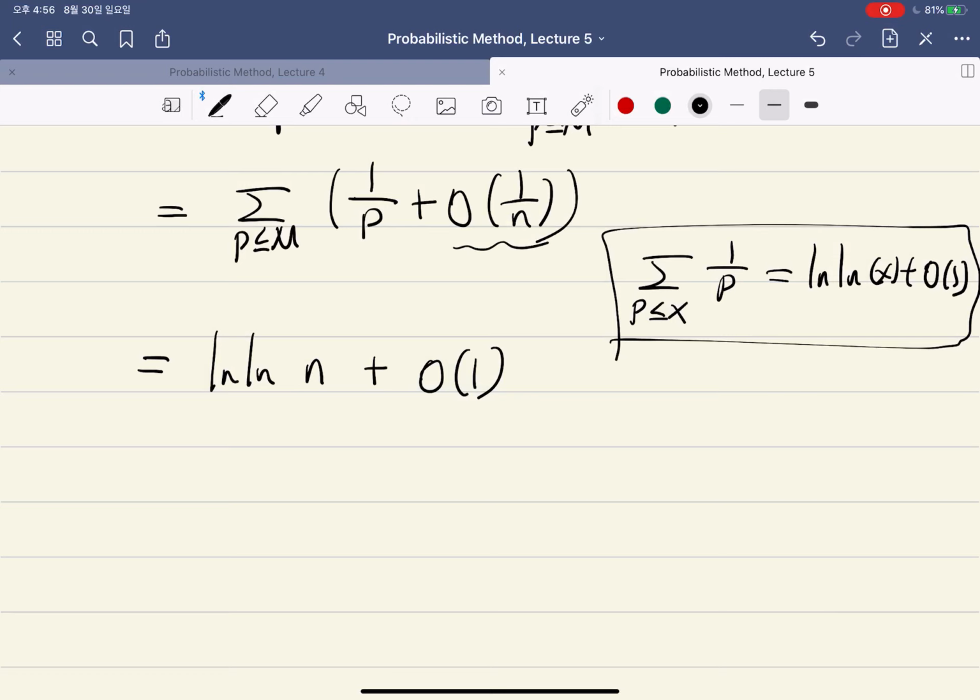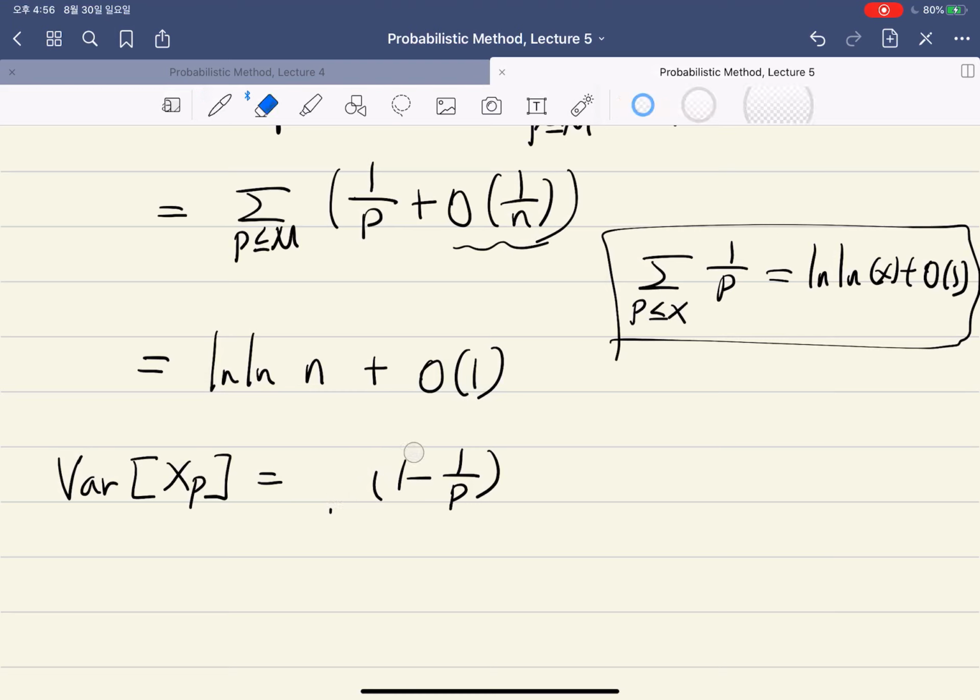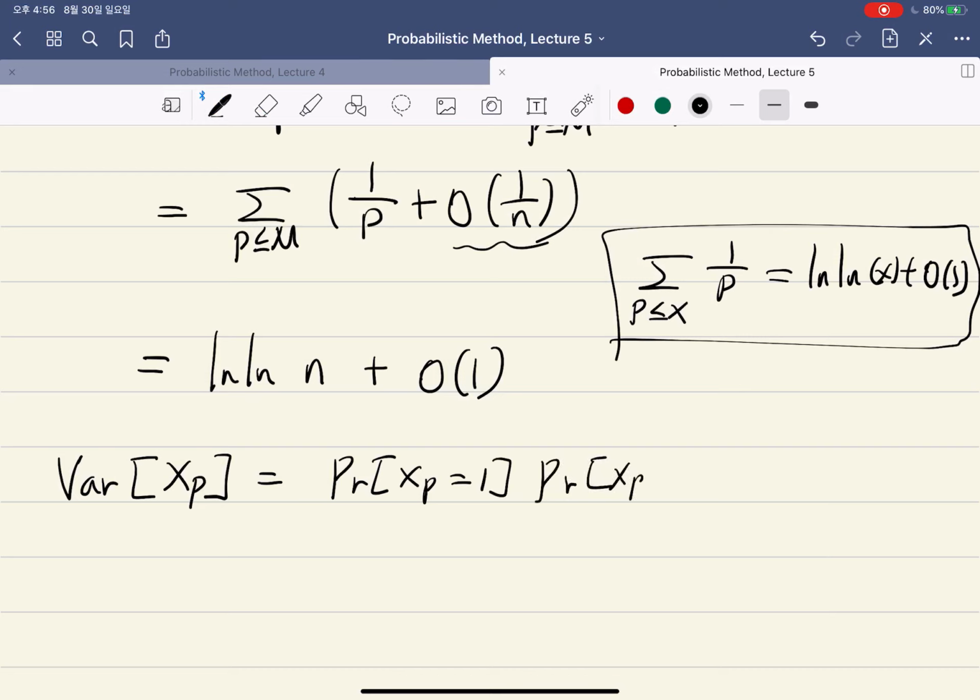Now we want to show the variance. What's the variance of an indicator random variable? It's easy to actually compute for this indicator random variable. The variance is the probability that X_p is 1 times the probability that X_p is 0, and you can compute that this is nothing but 1 over p times 1 minus 1 over p plus some constant times 1 over n, big O of 1 over n.